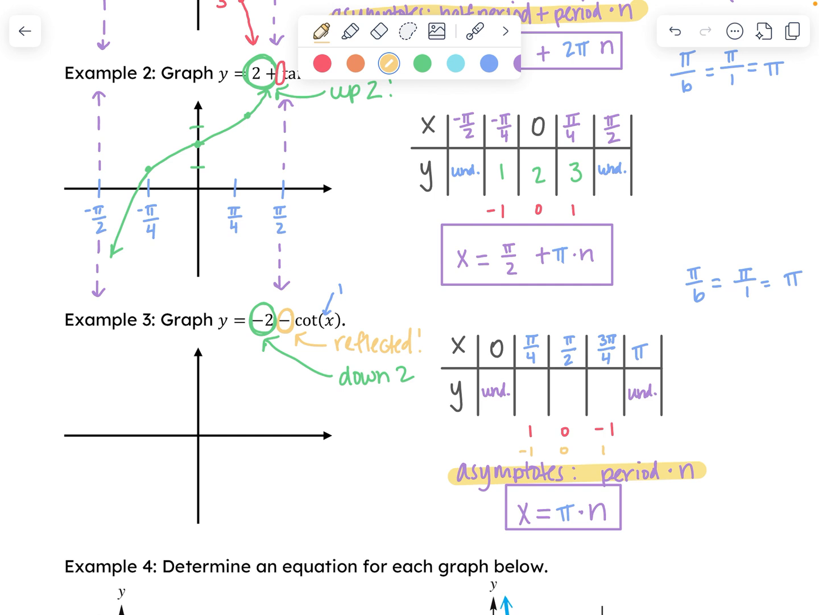So negative 1 minus 2 would be negative 3. 0 minus 2 is negative 2. And 1 minus 2 is negative 1. So that would be the points that I would use. So let's graph it.